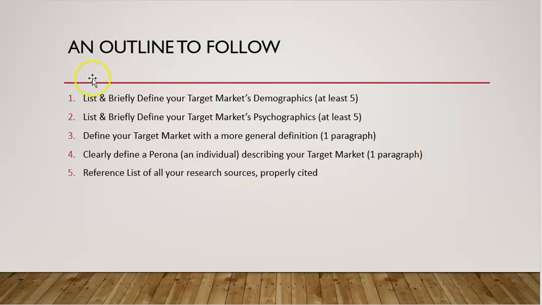So, an outline to follow. This is, again, the template that I talked about before. List and briefly define your target market's demographics. Have at least 5 of them. List and briefly define your target market's psychographics. Have 5 of them. Define your target market with a more general definition. That's basically just a paragraph. And then write that persona.